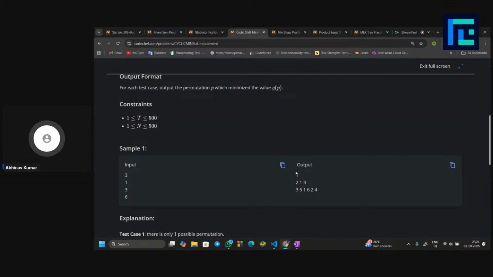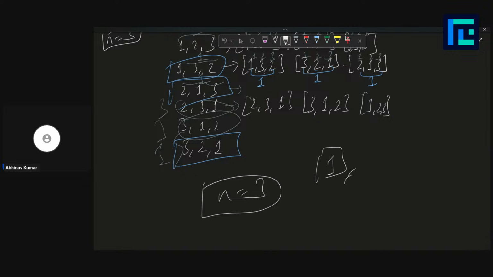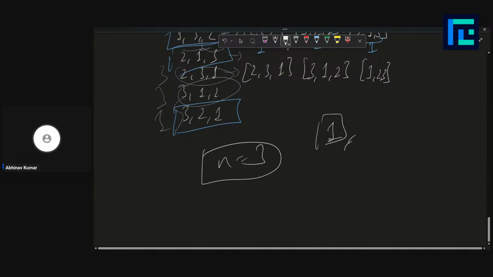So the answer returned for this was 2, 1, 3. This was returned as your answer. You can also return 1, 3, 2 and 3, 2, 1. They all are the same. So we can say that for n equal to 3, the minimum value of the maximum of all the cyclic permutations you got was 1. And you returned one of the permutations satisfying that minimum value.